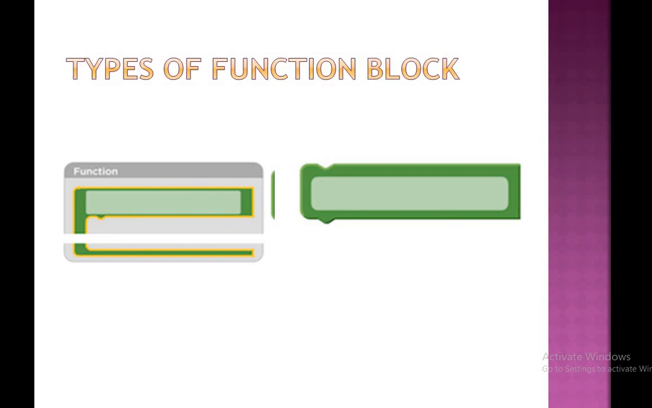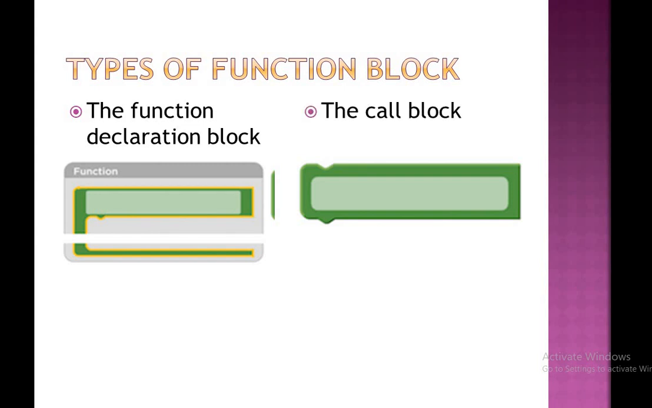We have types of function block. There are two types of function block. We have the function declaration block and the function call block. Now, these two types of function block that we have seen here are not named. If you look at this block, there's no name written inside. It means that they need to be declared first before they are called.